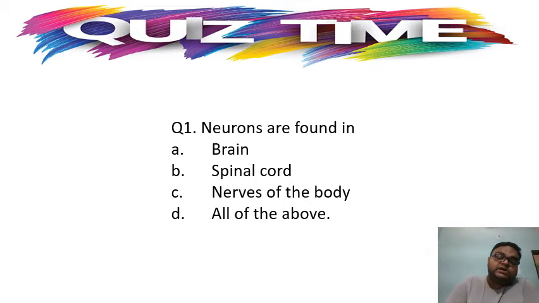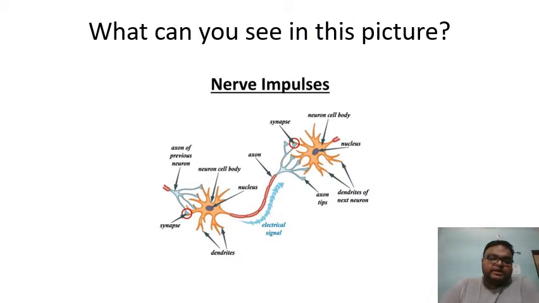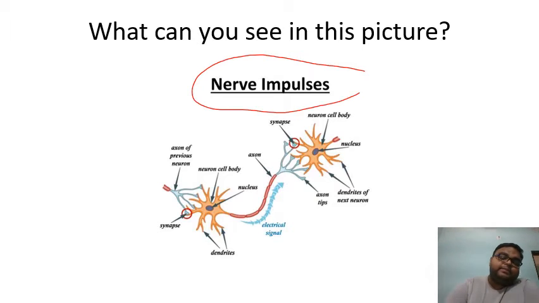Right. The answer to this question is all of the above. Neurons are found in the brain, in the spinal cord, and in the nerves of the body also. Right. Now, let's see about something called the nerve impulse.